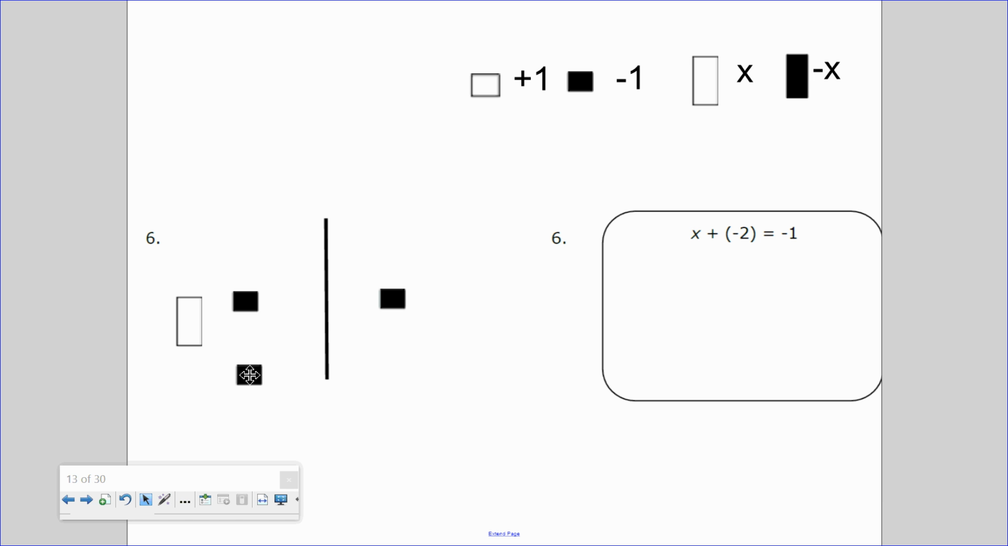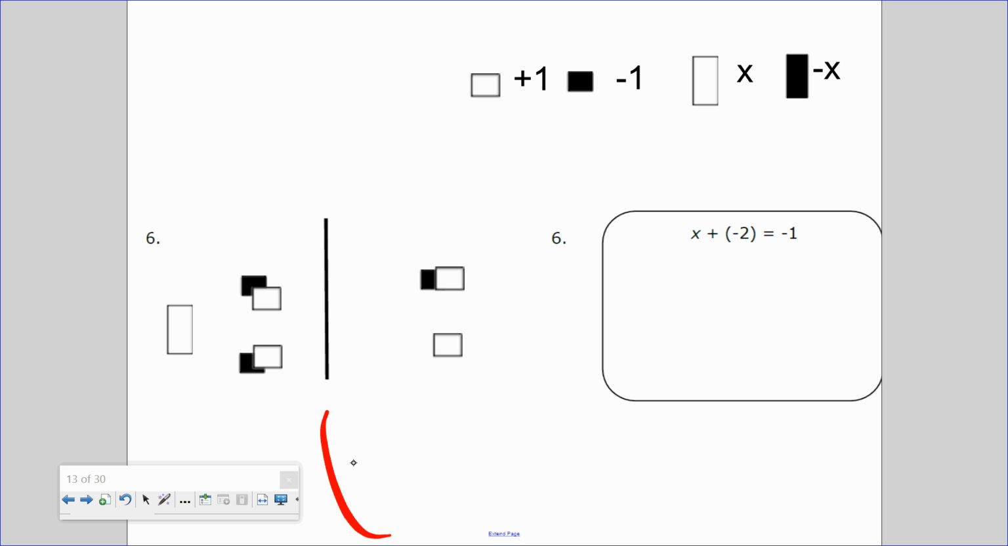I need to isolate this variable x. What's the inverse of negative 2? Positive 2, positive 2. Balance it out. So it seems like the answer will be x equals 1. Let's solve this algebraically.